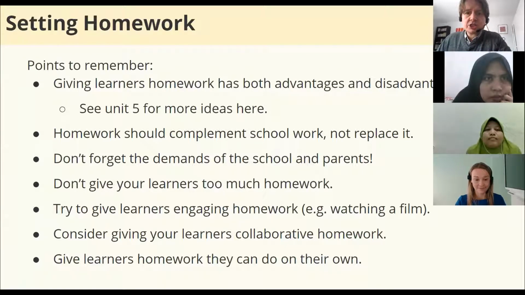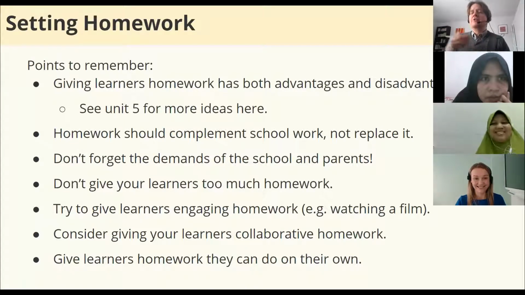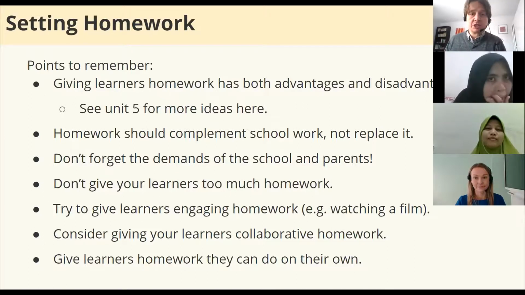I've heard discussions about engaging homework, so not just getting them to do a gap fill or writing things. Perhaps they could watch a movie, or I heard this morning someone was talking about making YouTube videos. That's a brilliant homework. As a learner, I'd like to make a YouTube video. I don't really want to be doing some writing. So things that the learners are interested in, they're kids, they want to do stuff like this. Obviously, you have to consider if they have the technology to do this, though, they might not be able to do that.